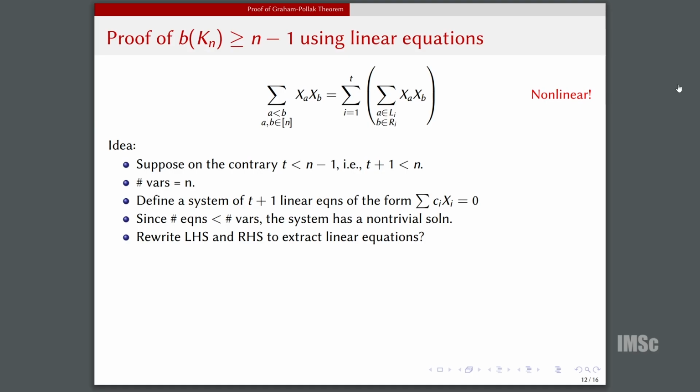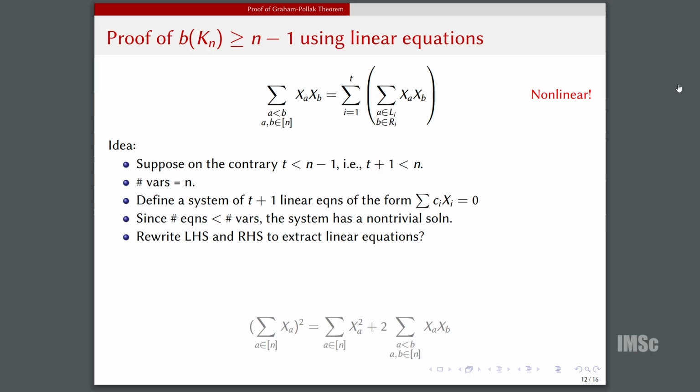So other than the 0 solution, there are infinitely many non-zero solutions. So what we want is that it has a non-trivial solution. So let's extract these linear equations from the above equation. Let's recall the left hand side that appears in this equation. If you take the square of the sum of variables, this term appears there.